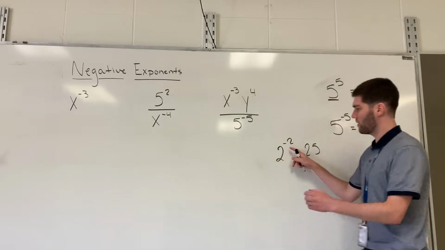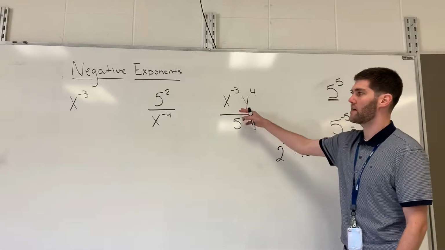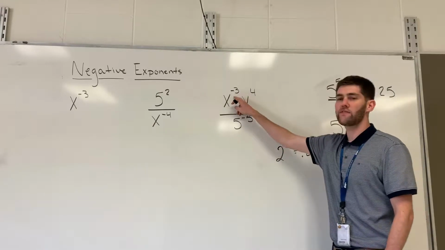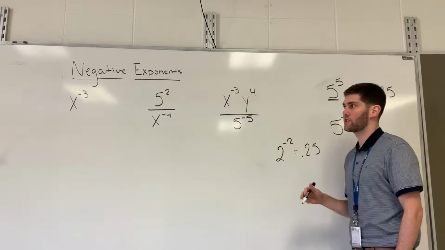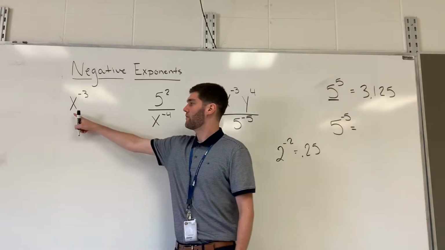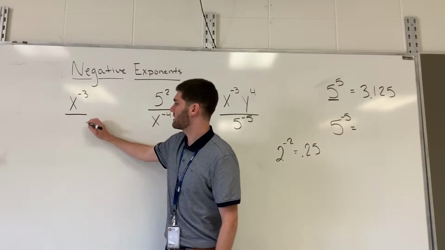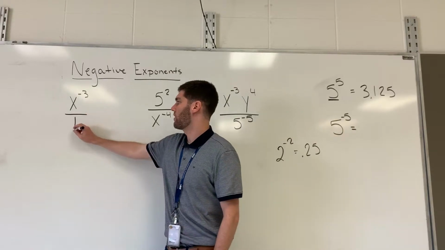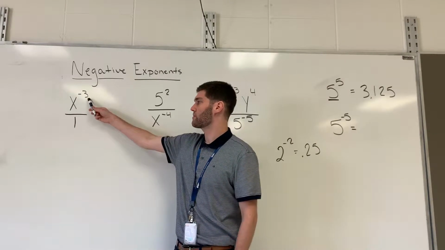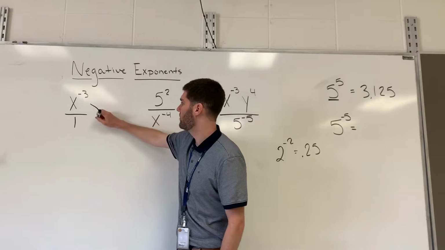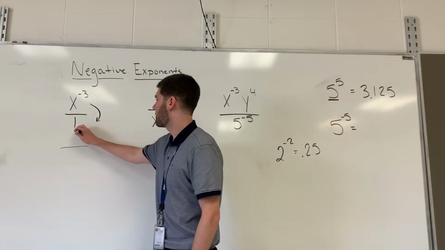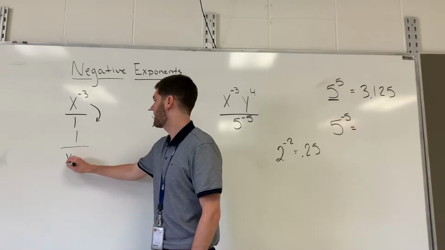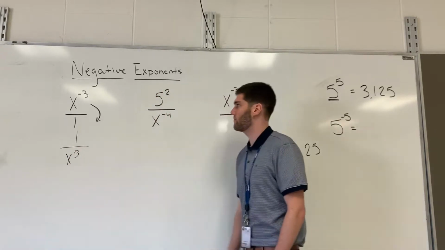Now, in order to simplify these, we need to make sure that none of these exponents are negative. So there's a really easy way to make all these exponents positive. First, this x over 3, or x to the negative third power, is over 1. In order to turn this exponent into positive, all you have to do is move it to the other side of the fraction. So my fraction has a 1 on top and x to the positive 3. That's all you have to do.